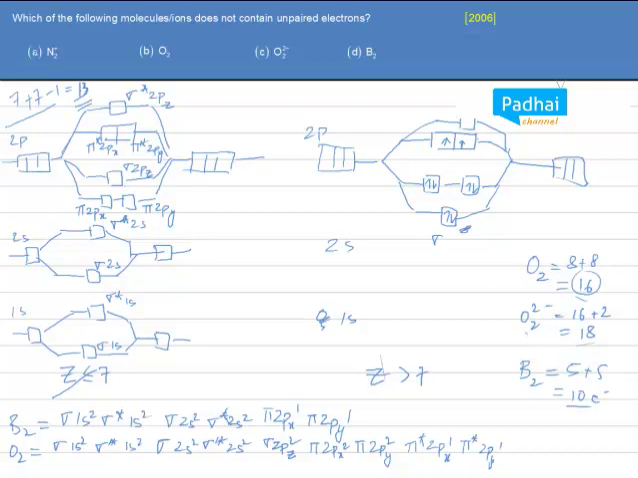But if I talk about O2 2 minus, right? For O2 2 minus, everything will be the same. This entire thing will be the same. Only over here 2 electrons are more. That means over here pairing will take place. That means it will be pi star 2px2, pi star 2py2, right? So that means O2 2 minus does not have any unpaired electrons. That means option C is correct.